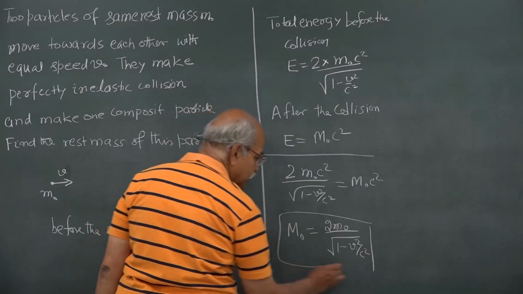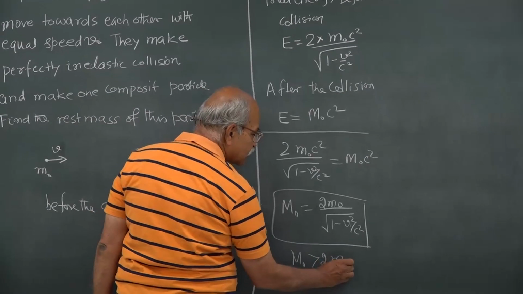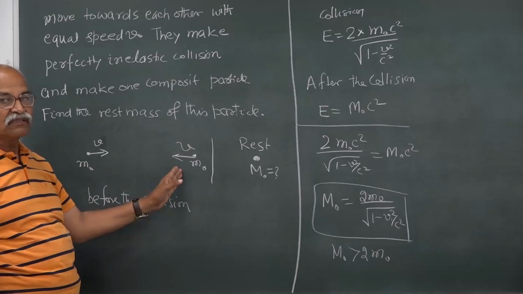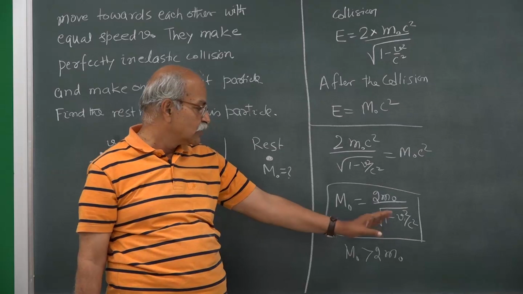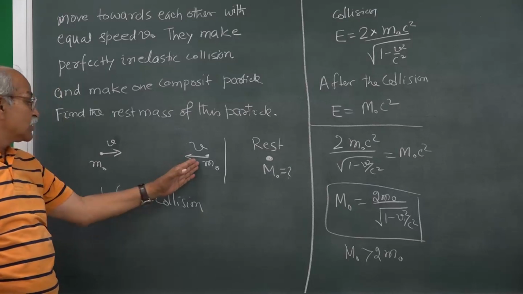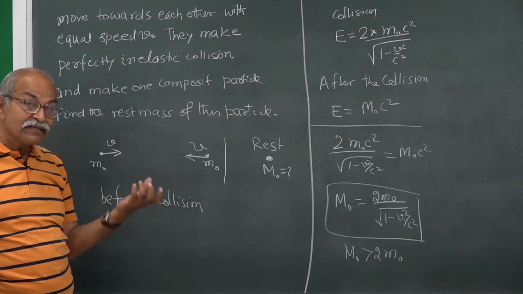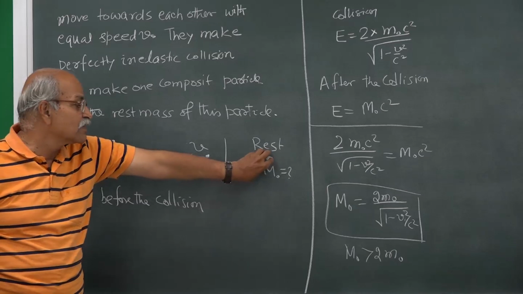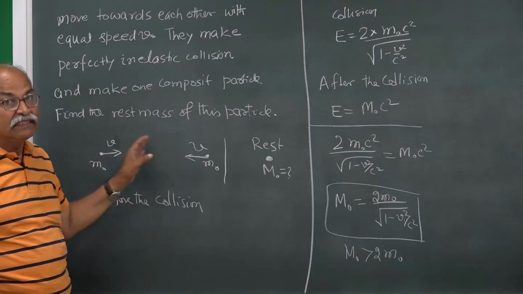So that is the rest mass, and you see that this rest mass is greater than the original rest mass. Before the collision, the rest mass was 2 m naught. After the collision, it is 2 m naught divided by this quantity, so it is more. So the rest mass energy has increased. Whatever kinetic energy was lost because the particles come to rest is converted into rest mass, and the rest mass of this particle is more than the combined rest mass of these two particles.